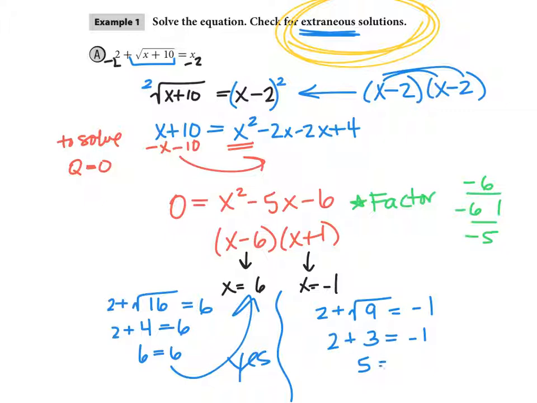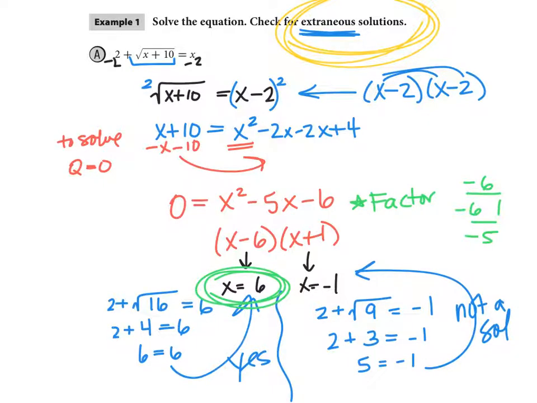Now this side, notice this side gives me 5 equals negative 1. That's not a true statement. That means negative 1 is not a solution. So the only real solution here is going to be this x equals 6.